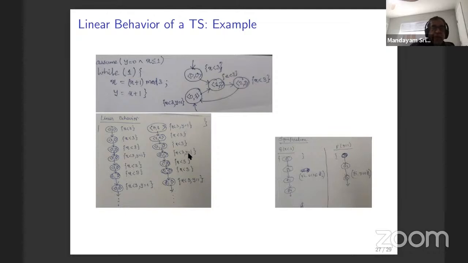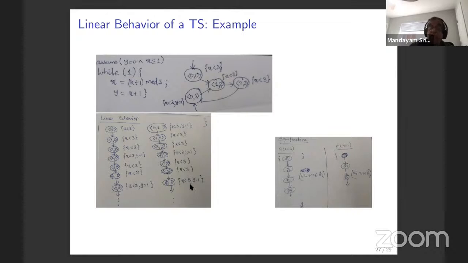But eventually, in this case, y will eventually become 1. It may not stay 1, okay, all the time. X will certainly stay less than 3 all the time. Okay. The thing that I can say about y is y will eventually become 1.